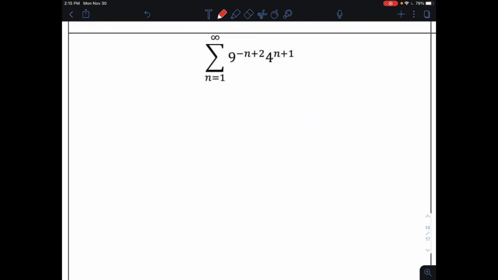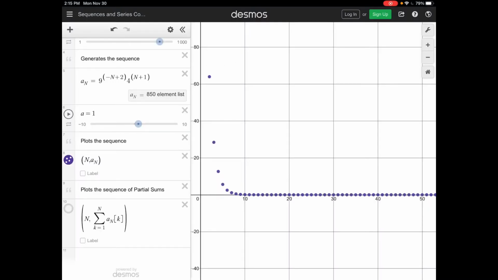All right, let's look at this next one. So I want to know, will this series converge or not? Before we go through the process of doing it by hand, I'm actually going to look at the graph here on Desmos first. So I've plotted the sequence that it lies inside, and I'm finding the sum of a_n.